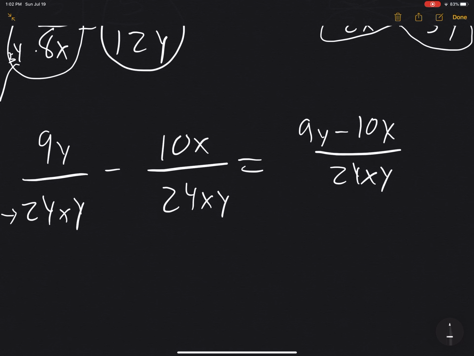And again, I can't subtract them because I have a y and an x, so they're unlike terms, and I can't simplify because there's subtraction going on here. This is not multiplication, so I can't just cross off the y's and the x's. And that is all I have to say about adding, subtracting, and multiplying fractions.